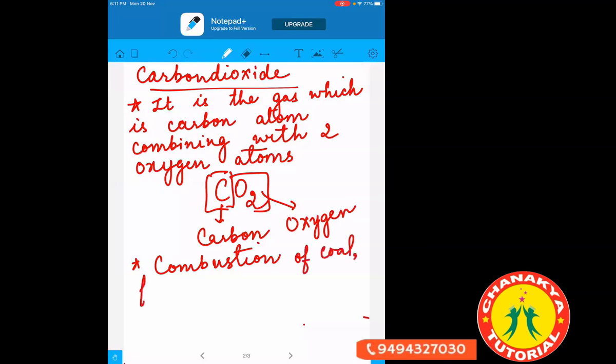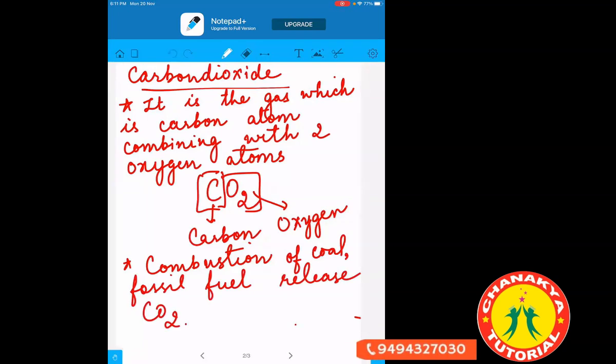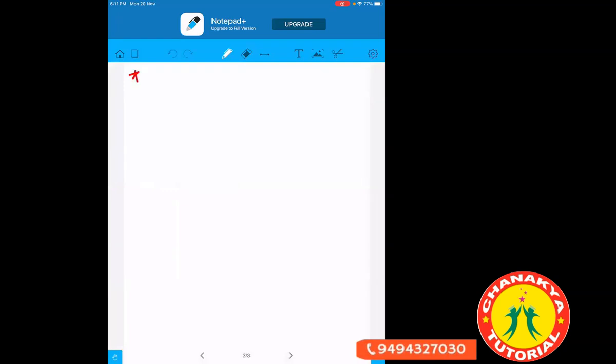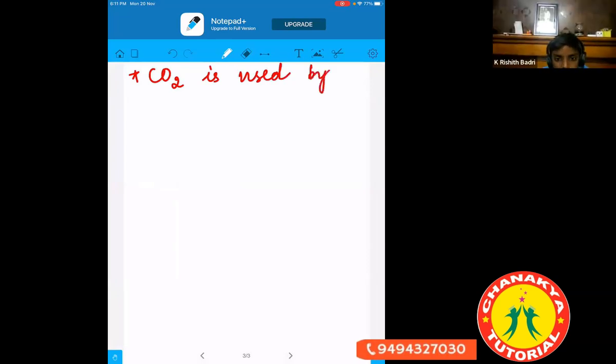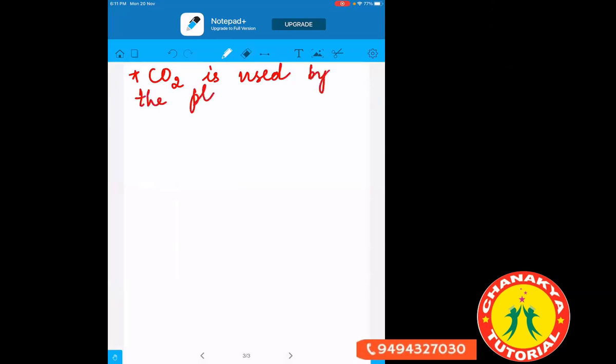The second point, combustion of coal and fossil fuel. What happens in that? They will be releasing which kind of gas? They will be releasing CO2 gas into the atmosphere. Then CO2 is also used by the plants. For what do they use it? Ma'am, for photosynthesis. Very good. So it is used by the plants for the process called photosynthesis, because of which we get food.